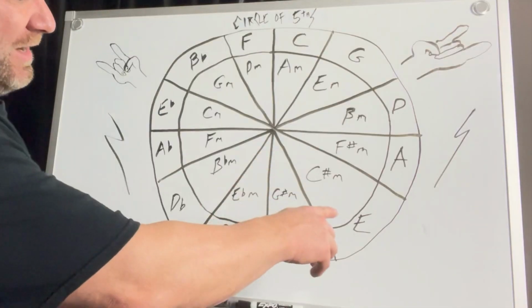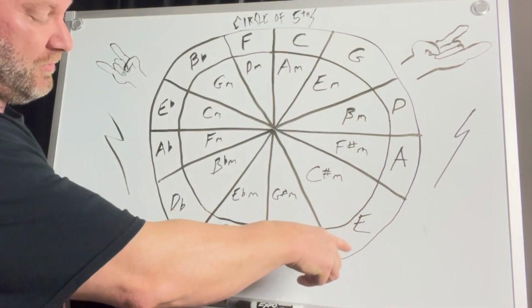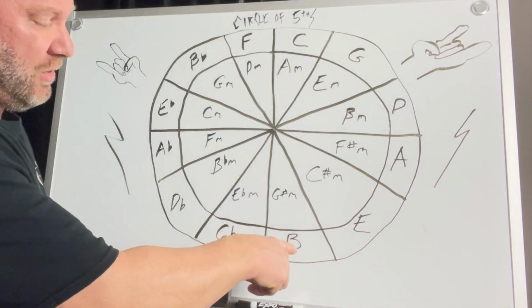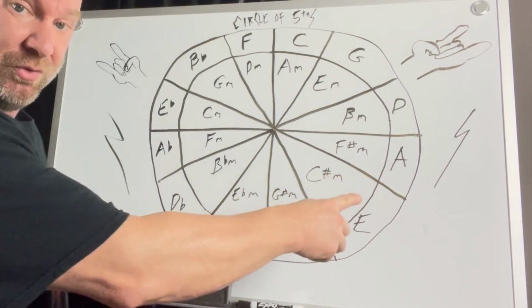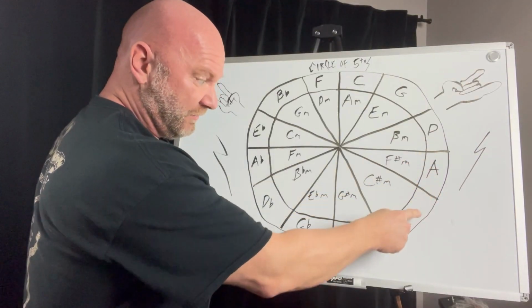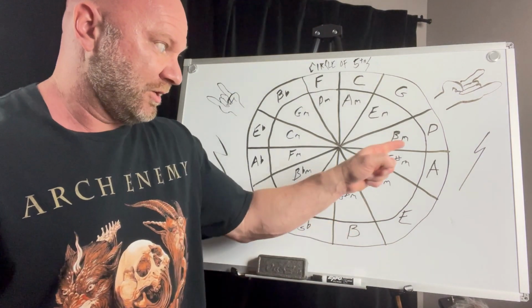So if I go one way, I'm going to come up with a B as my fifth note. If I go the other way, I'm going to come up with an A as my fifth note, right? So I know that if I want to play in the key of E major here, I can also play a B, I can also play an A.